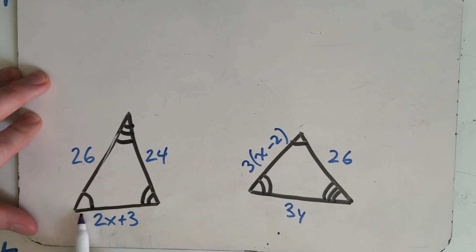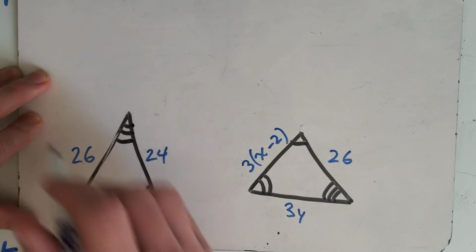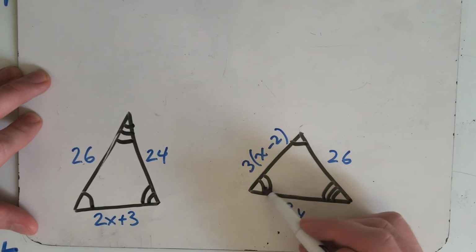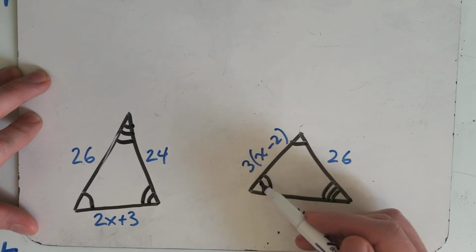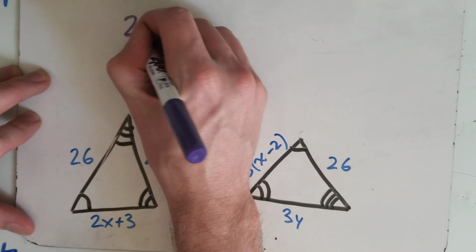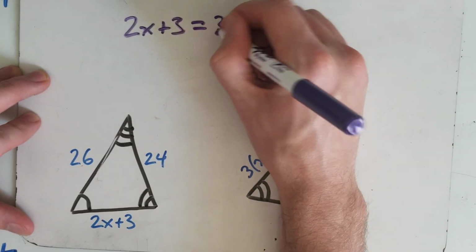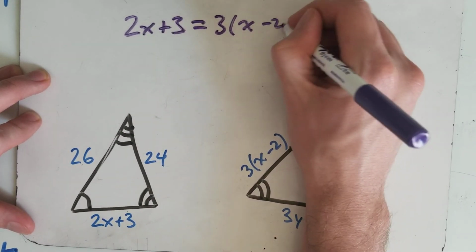So the side that has 1 marking and then 2 markings for the angles, that's 2x plus 3. So that's right here. And if you look for 1 marking and 2 markings on the other, that's this side right here. Since they are congruent, that means they're going to have the same measure, which means they're going to be equal to each other.